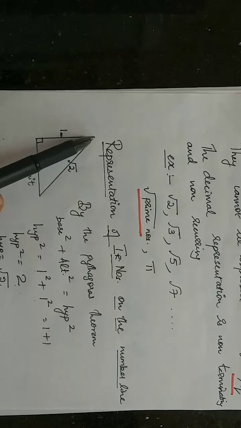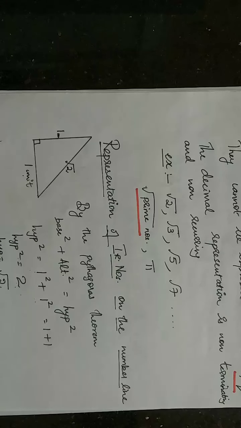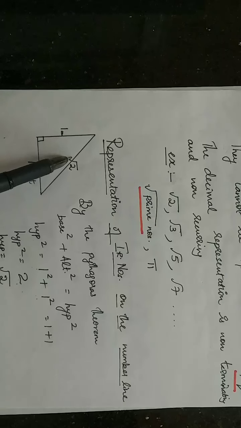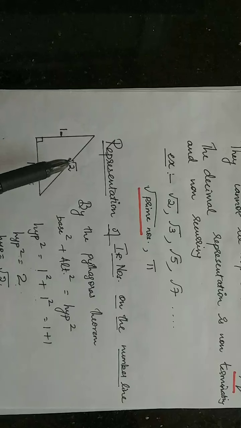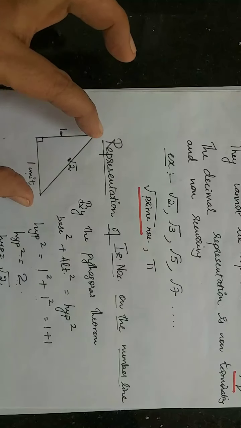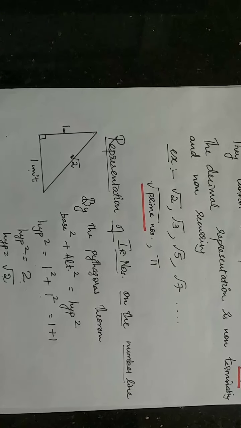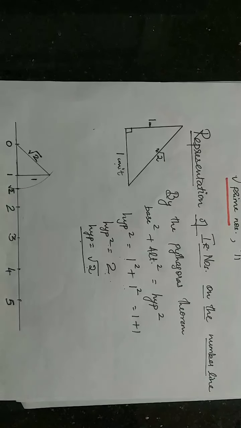So you can see that the measurement of root 2 is here on a line. Hope you got an idea of how this has been found. We have got this value of root 2 here on the line. So this is the measurement of root 2. The same principle we are going to follow, and we are going to do a problem on how to represent root 2 on the number line.